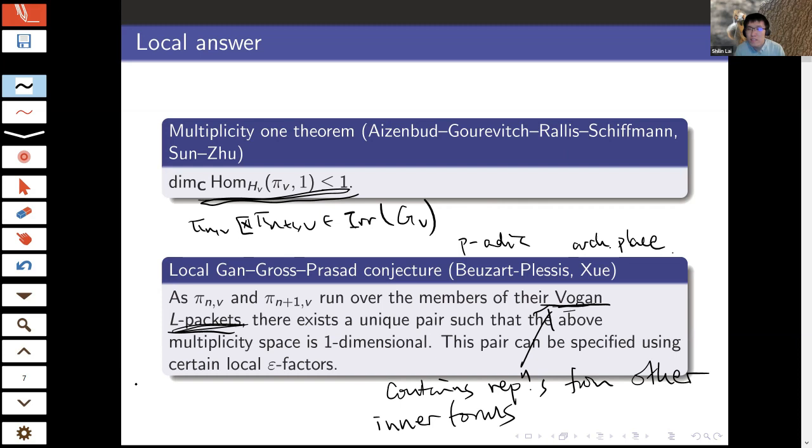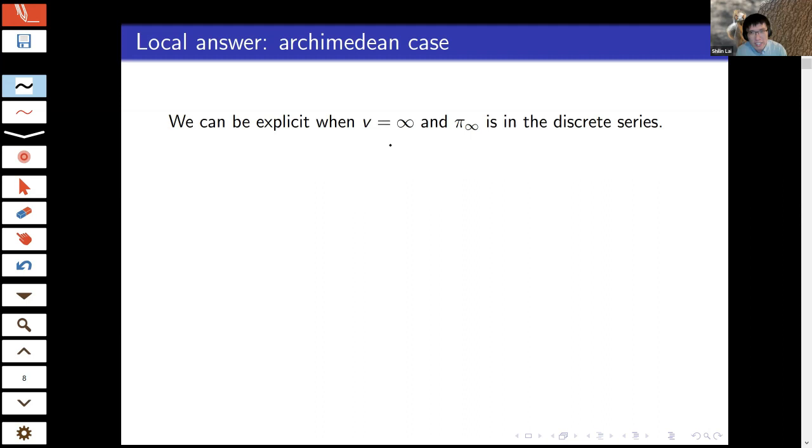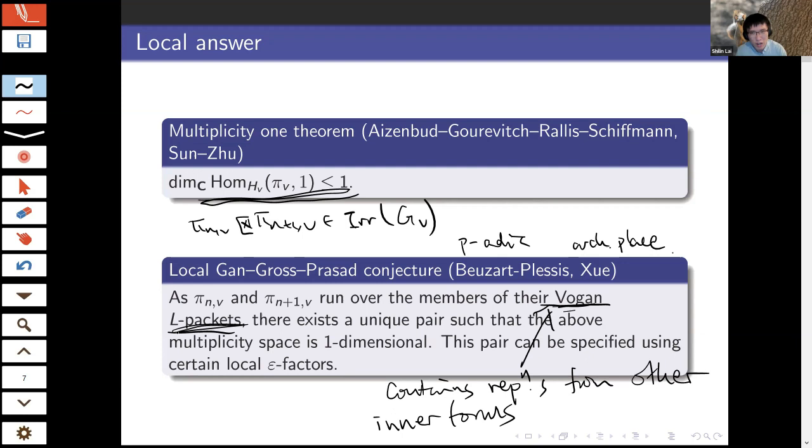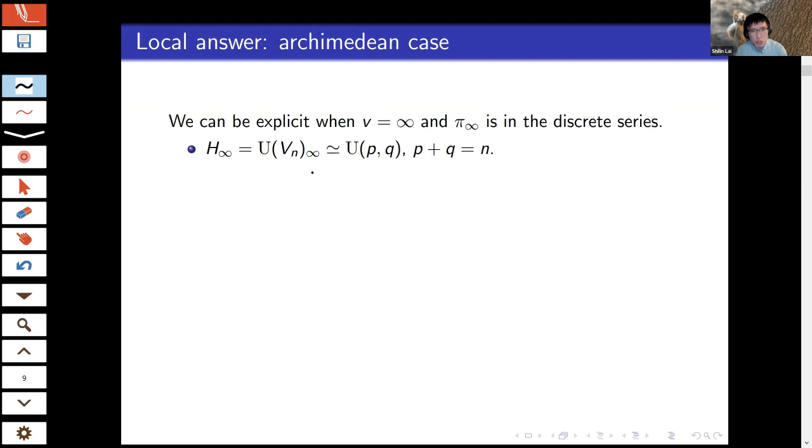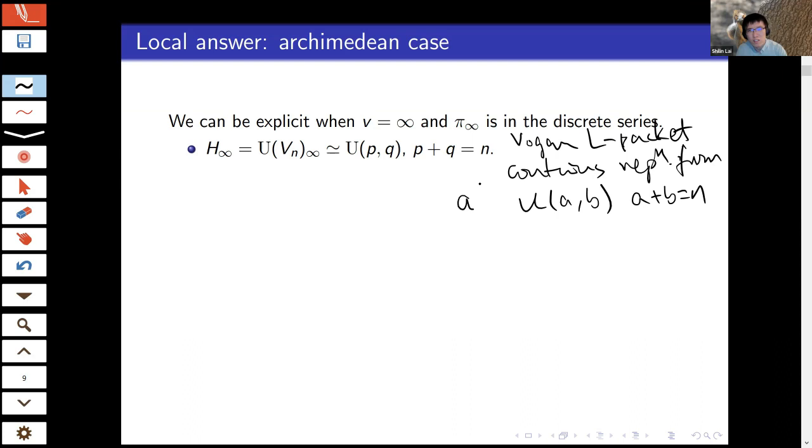At the Archimedean place, so the real place, we are assuming the representation is in the discrete series. So the abstract statements I have said before become very concrete. First of all, the small unitary group is just U(p,q) for some pair p and q, which is the signature of the Hermitian space. In this case, the Vogan L-packet contains representations from all such groups. A feature is that you have to distinguish between U(0,2) and U(2,0), which are isomorphic as abstract groups, but they have different underlying Hermitian spaces. This will be important later.